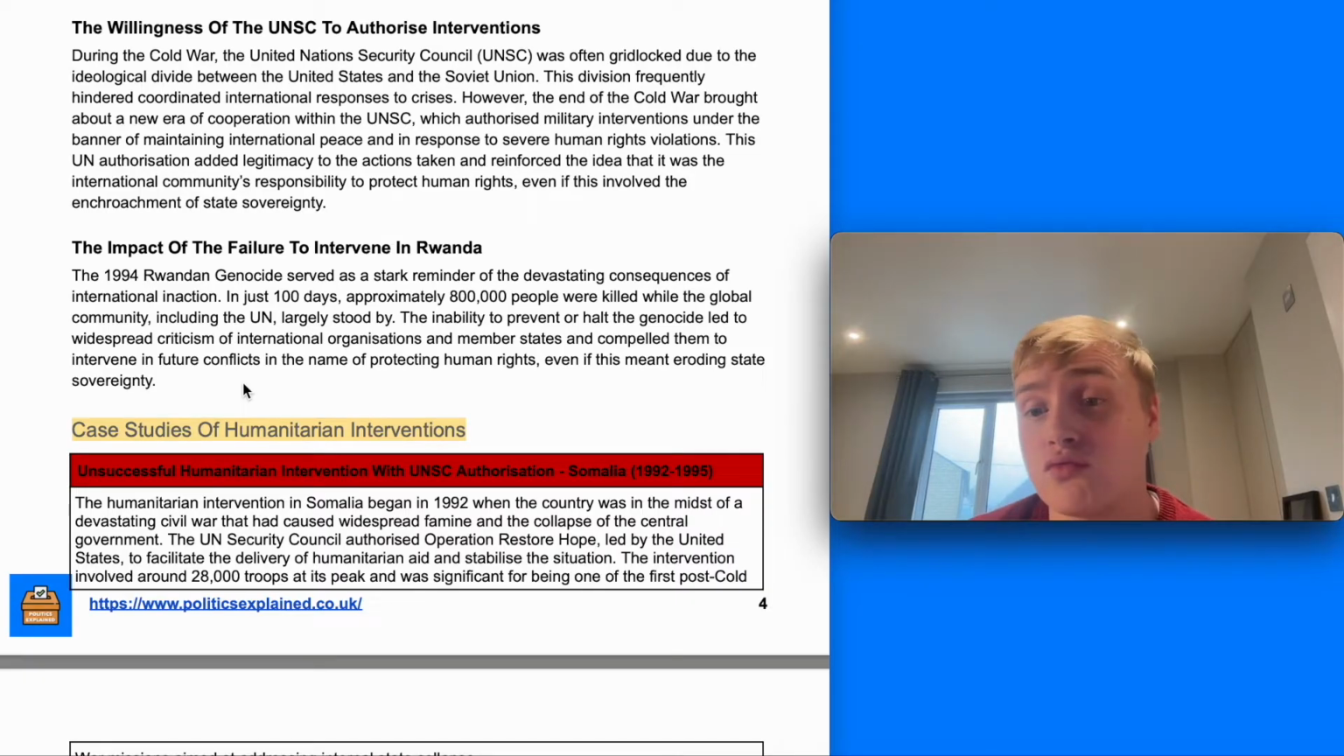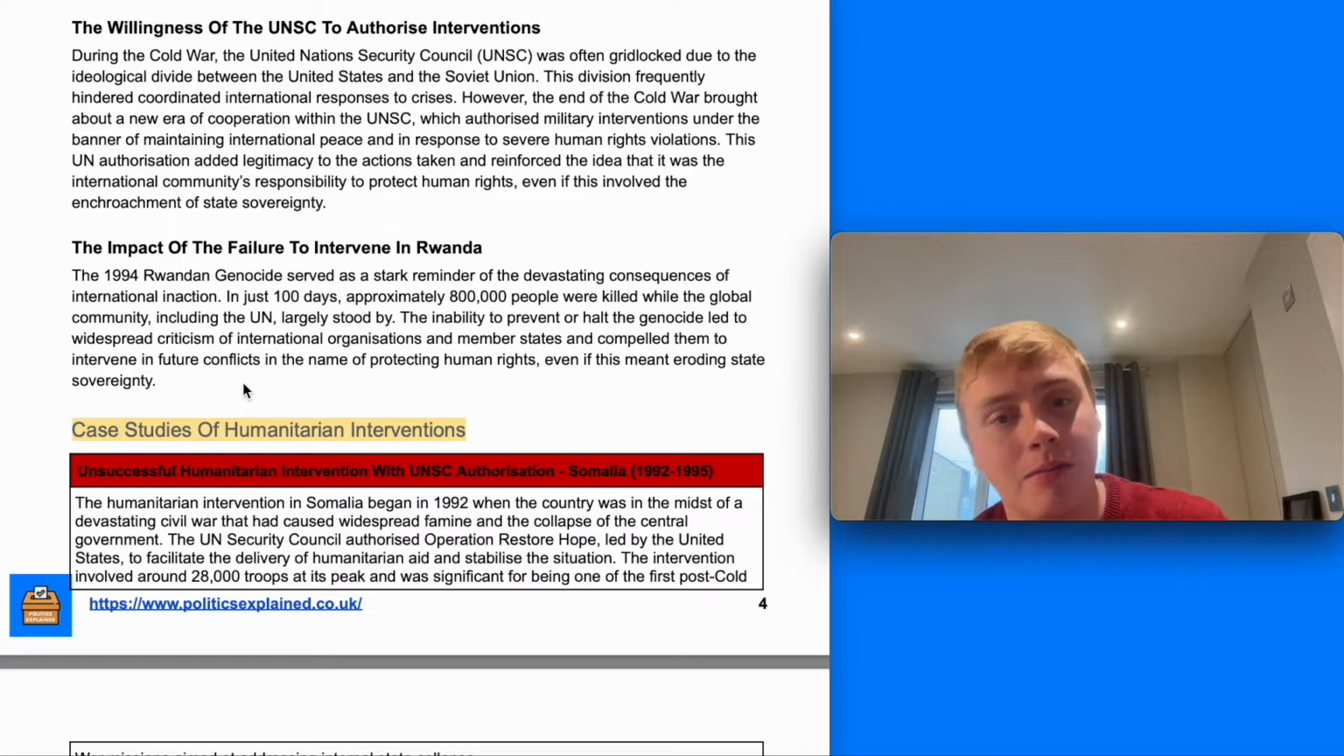And crucially also, some of them started before this, but the failure to intervene in the Rwandan genocide was a real motivator from then on. The 1994 Rwandan genocide was a stark reminder of the devastating consequences of international inaction. In just 100 days, 800,000 people were killed, whilst the global community, including the UN, largely stood by. We're going to look at this in a little bit more detail in a moment.